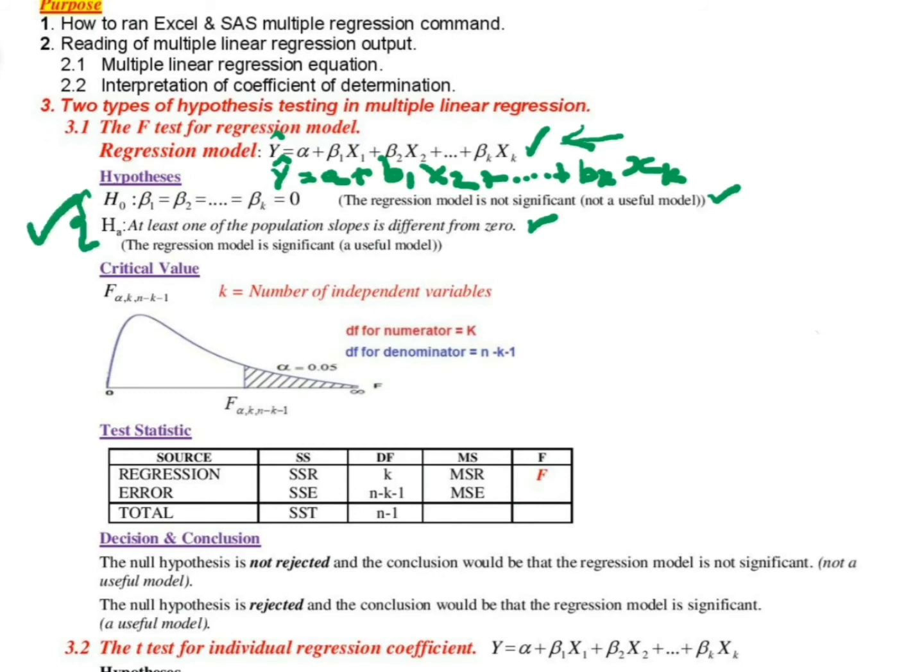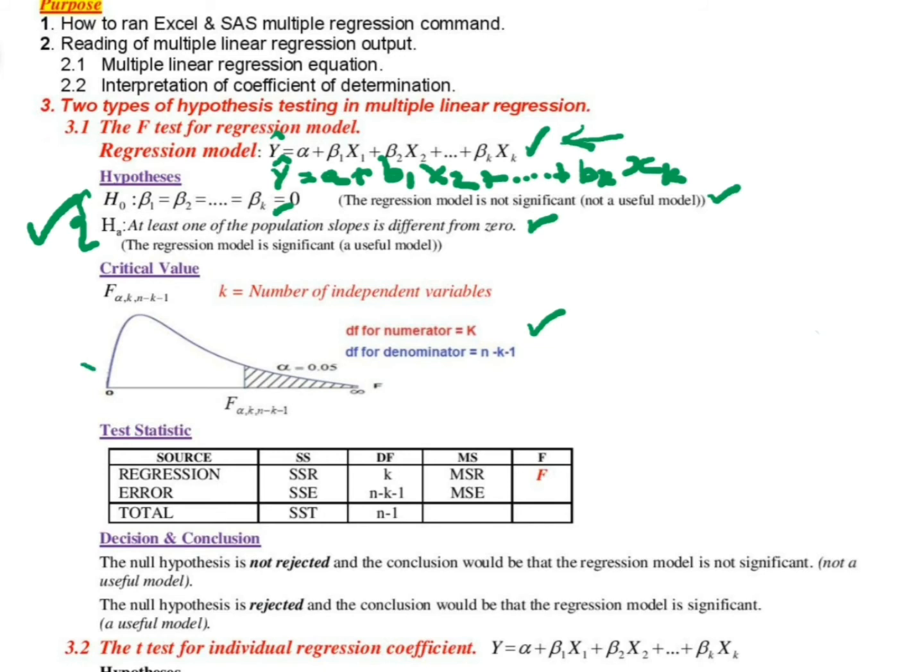Critical value reading: degrees of freedom for numerator is k. K is the number of predictors, 1 to k. Degrees of freedom for denominator is n minus k minus 1. N is the number of observations, sample size. K is the number of independent variables, and 1 is for the dependent variable y.